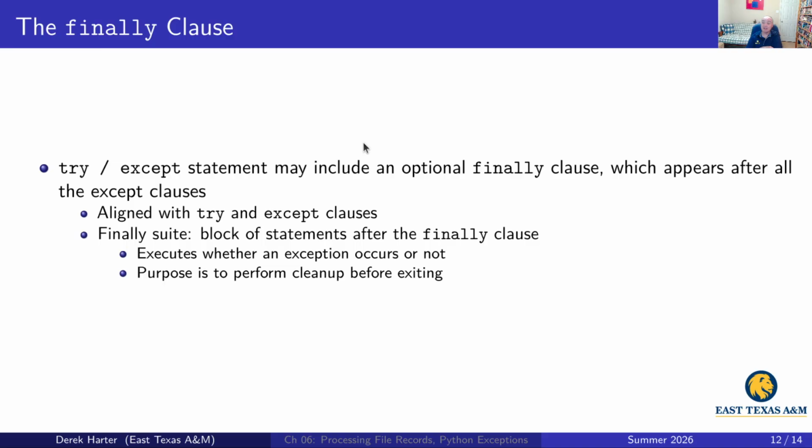Also, there's something called a finally clause. So you can have try, except, else, and finally. Again, they should all be aligned, like the try and the except and the else and the finally. This executes whether an exception occurred or not. So unlike the else clause, which only executes if an exception didn't occur, this will always execute. After all the try statements, and if an exception occurs after the exception handler statements are done, if there's a finally block, those statements will always be executed, both with or without an exception.